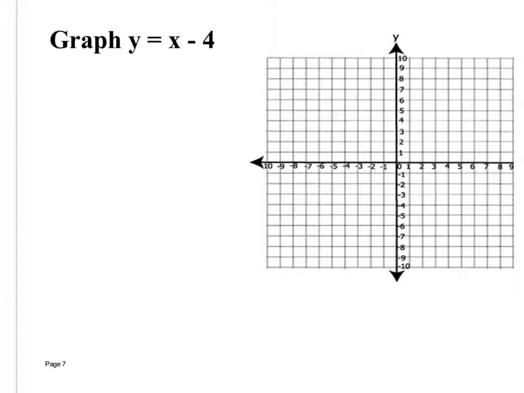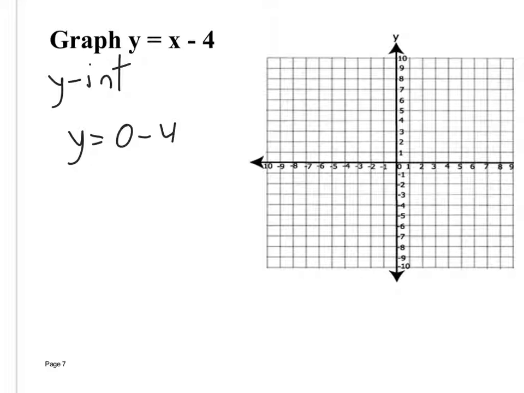Let's graph y is equal to x minus 4. So if I want to find my y-intercept, Sierra, what do I set my x to? I set my x to 0.